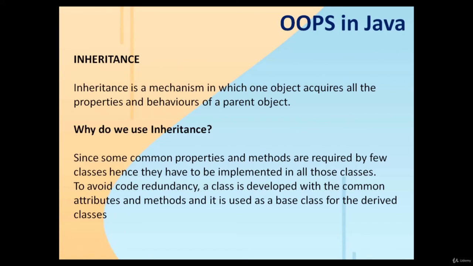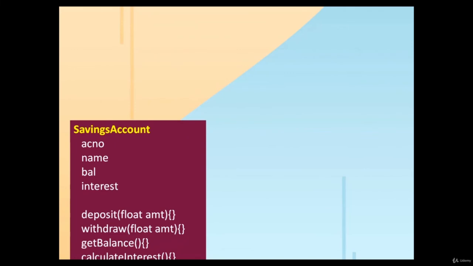So in a project, if two or more classes require some common properties and methods, rather than writing them in each and every class, we define that in a separate class as a use case. We have a banking project, and one type of account is the savings account. Savings account has the basic requirements: account number, name of the account holder, balance amount, and rate of interest, maybe 3.5% annually. Then the functionalities are deposit, withdraw, get balance, calculate interest. These are the functionalities of a savings account.